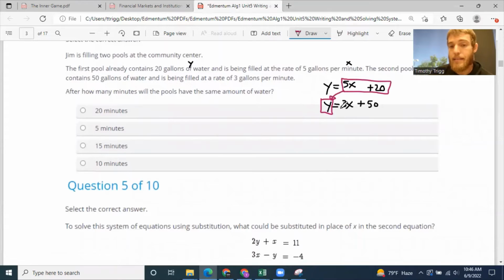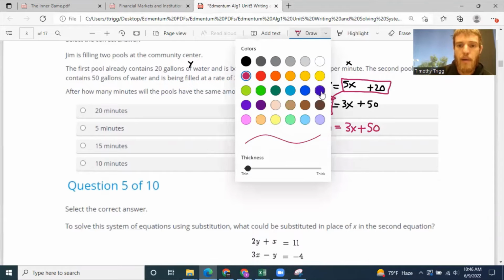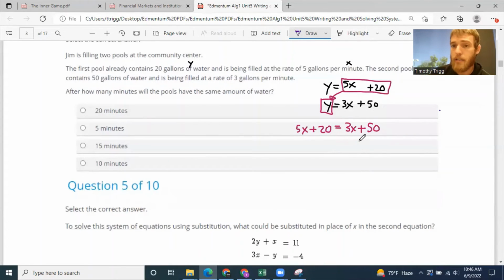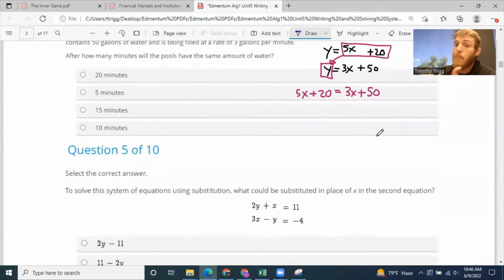Now I can rewrite this second equation. I'm going to replace y with 5x plus 20. So 5x plus 20 equals 3x plus 50. Now my goal here is to solve for x. One thing I notice about this equation is that there's x's on both sides of the equation. Generally, I don't like that. I like to move all my x's together on the same side. So I'm going to go ahead and subtract 3x here and then subtract 3x here. This way I won't have any more x's on the right. I will only have x's on the left.